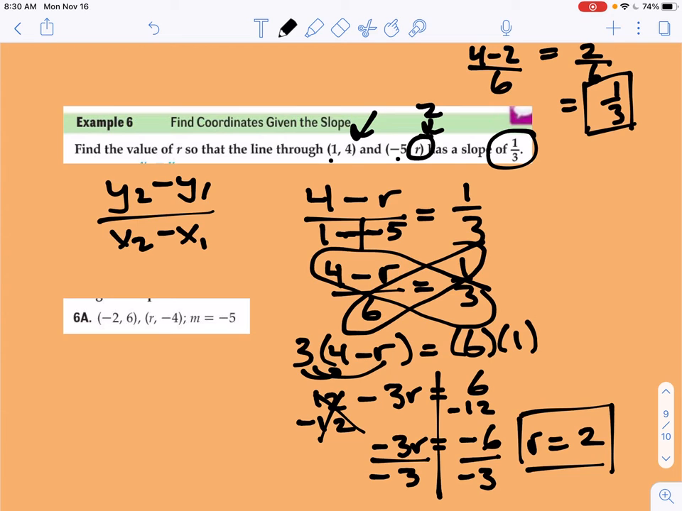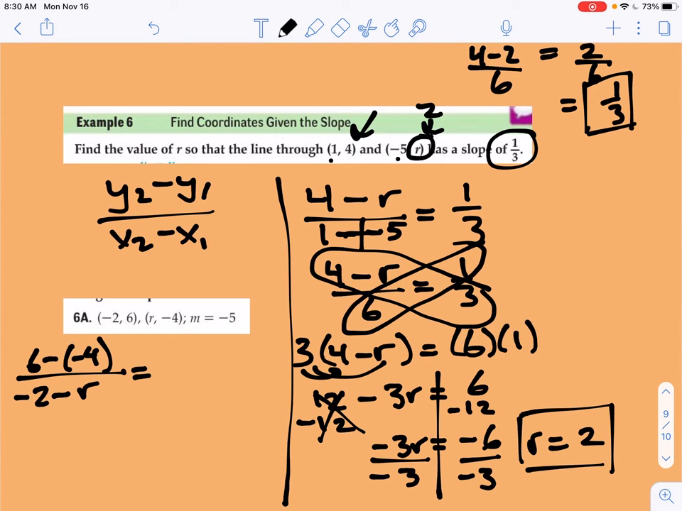All right, so I'm going to show you one more example of this, and this is an example where you have to understand that all numbers can be written as a fraction. That's a pretty simple thing, I think, to try and remember. So we'll start over here and see if we can make it fit. Let's start with your y's. So you have 6 minus negative 4. And then my x's is going to be negative 2 minus r. So my variable is in the denominator this time. And it's equal to negative 5, which is what my slope is.